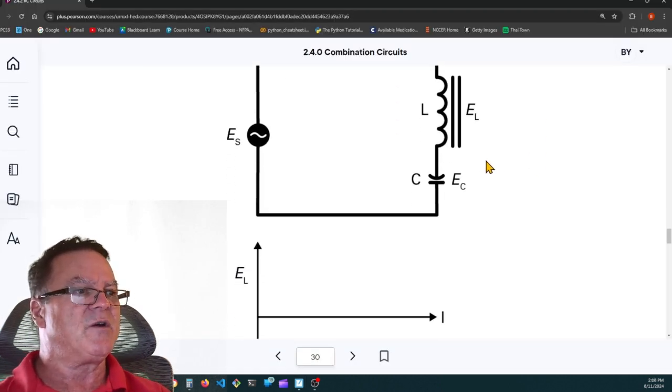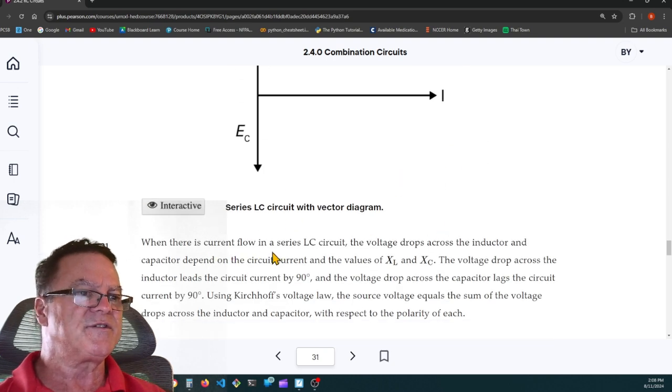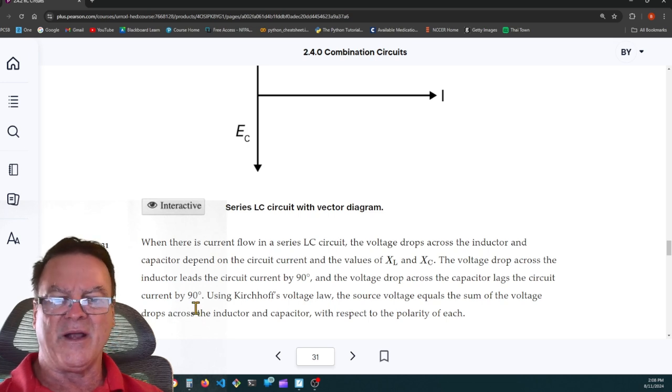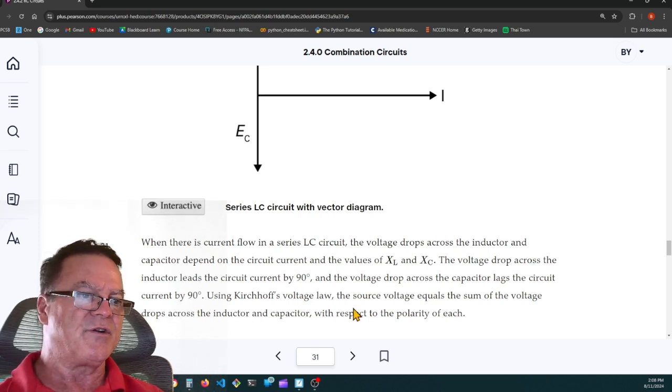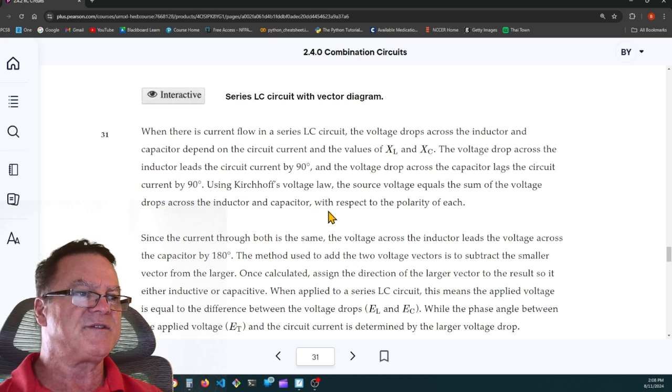So that's what they're showing here with inductance and capacitance. They're just going to subtract the small when there is current flow. In a series LC circuit, the voltage drops across the inductor and capacitor depend on the circuit current and the values of X sub L and X sub C. The voltage drop across the inductor leads the circuit current by 90 degrees, and the voltage drop across the capacitor lags the circuit current by 90 degrees. Using Kirchhoff's voltage law, the source voltage equals the sum of the voltage drops across the inductor and the capacitor with respect to the polarity of each.